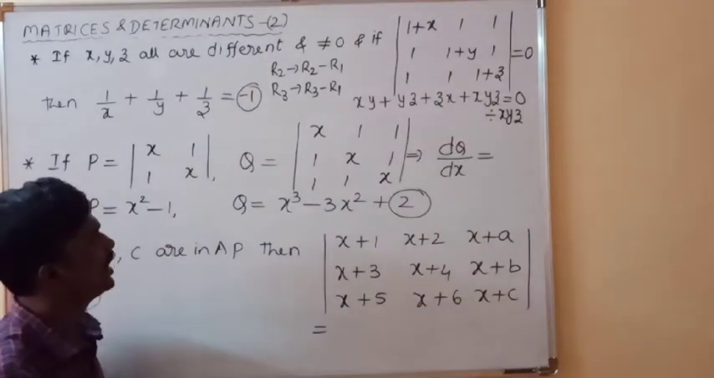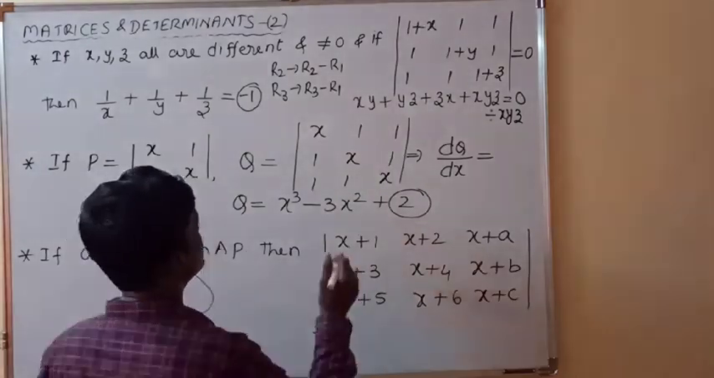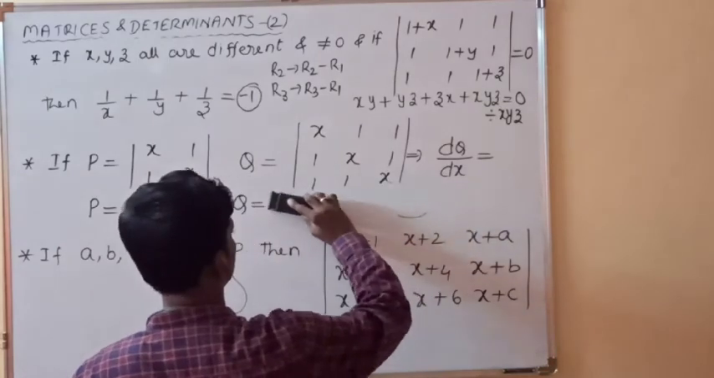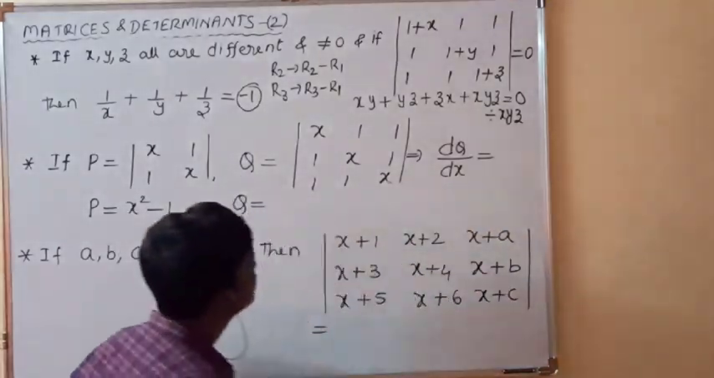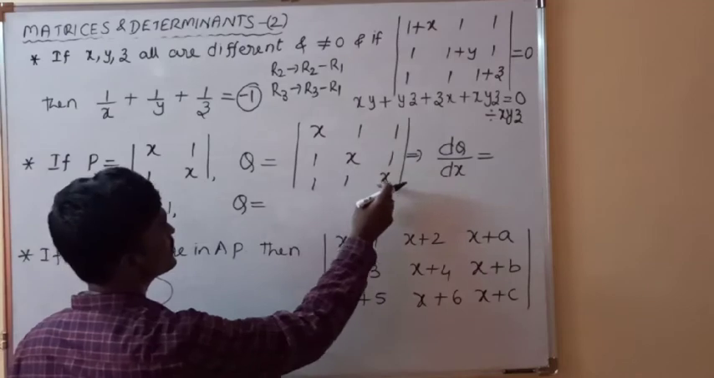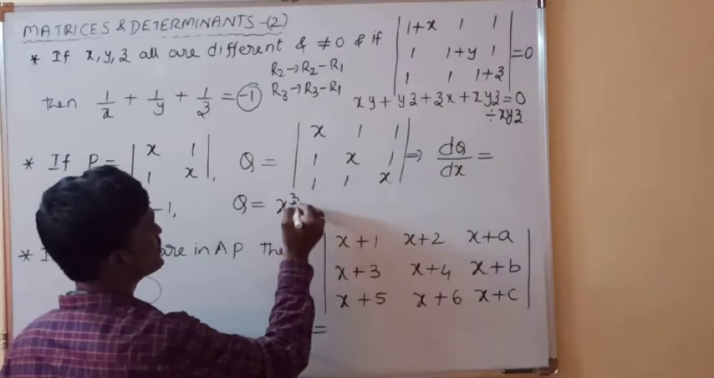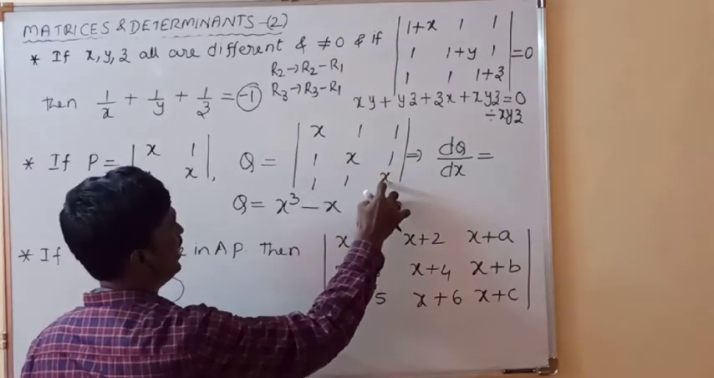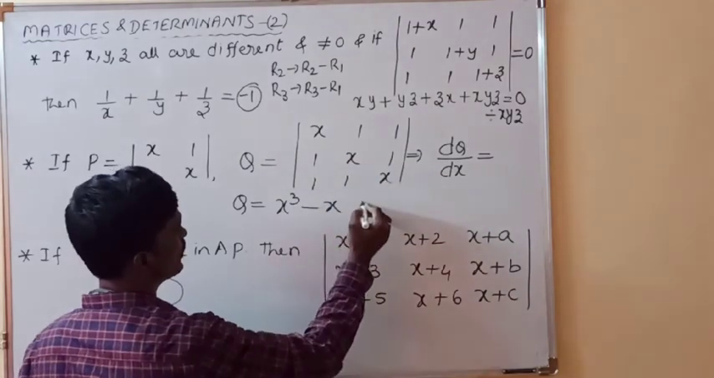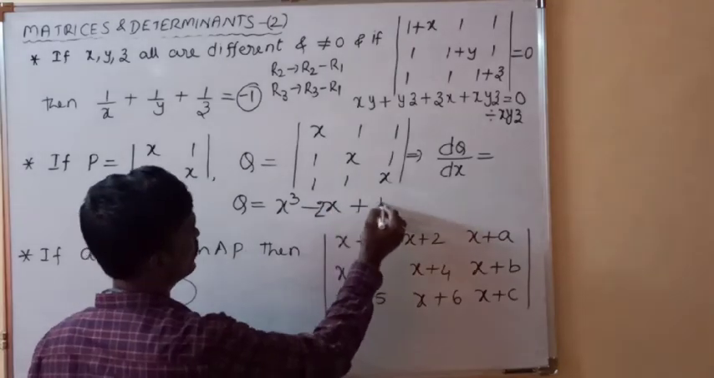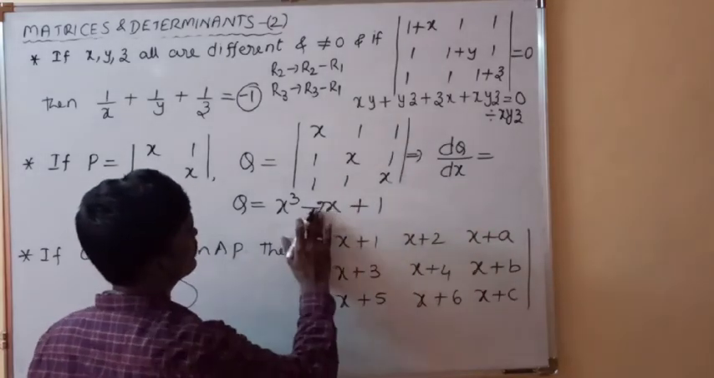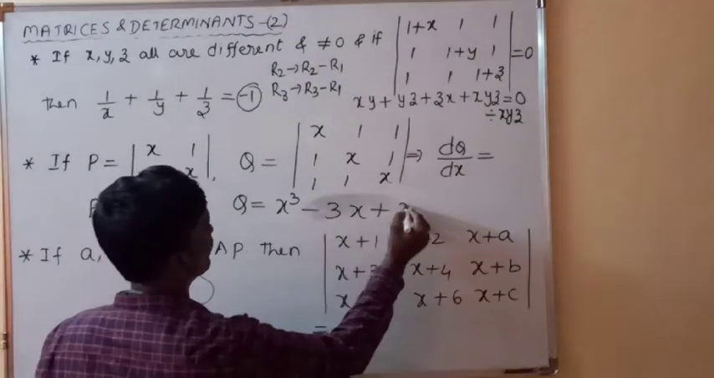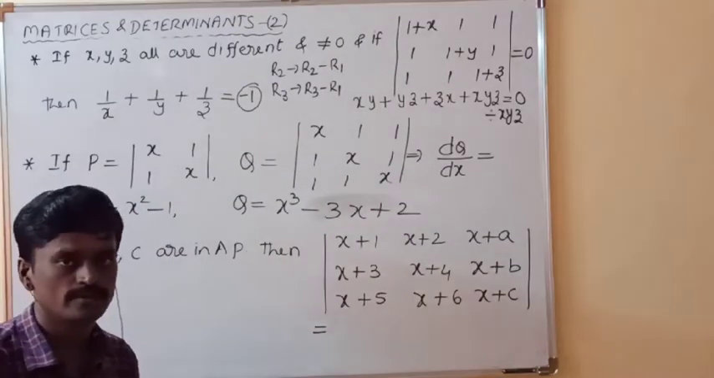So you will see, we will expand. It is so simple. Better you expand. If you expand, what will you get first? x into x square minus 1, that means x cube minus x. Next, minus 1 into x minus 1, that means you will get minus 2x plus 1. Next, 1 into 1 minus x. So if you expand, you will get the q value is this.